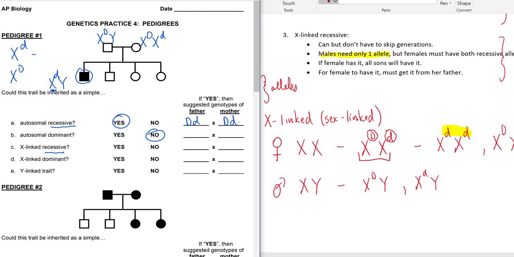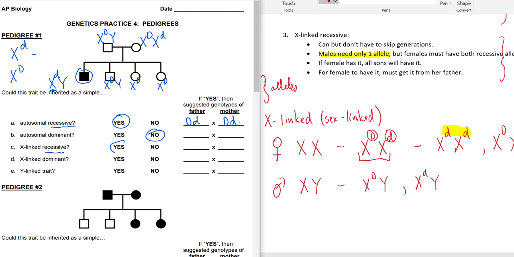In this scenario, this dad and mom could produce a male who is normal because he could inherit the normal X chromosome from mom and the Y from dad. This female also could be normal, inheriting definitely a normal chromosome from dad, both of these females. And whether they get the normal or the recessive from mom, they would still be normal.